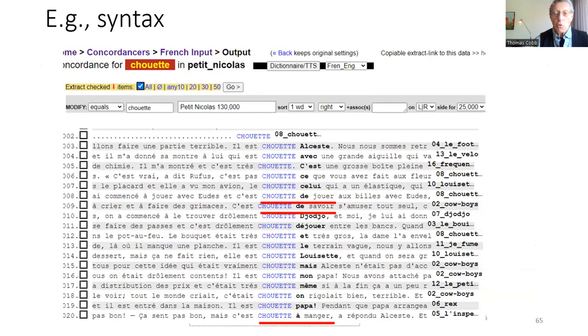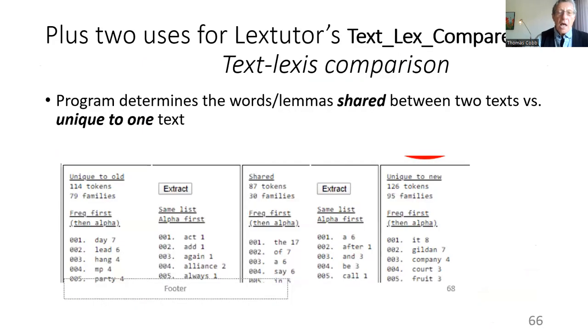Or looking back at chouette, you can see the grammar of using this word. Chouette de plus verb infinitive. Chouette de jouer, chouette de savoir, chouette à manger. Okay, so what's the difference there between à manger and de jouer, de savoir? You can get some really interesting syntax work out of this with data-driven learning tools.